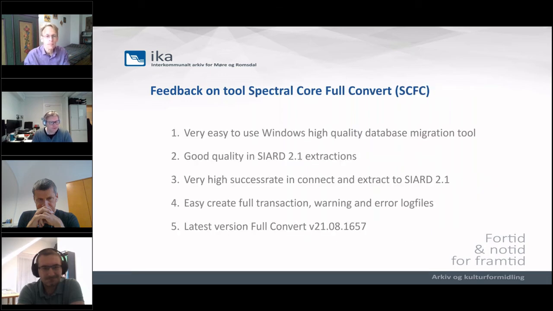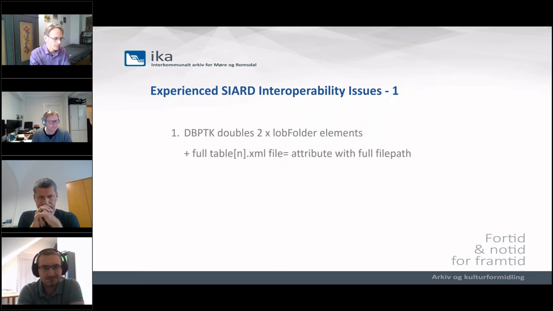Spectral Core is a very easy to use, high quality Windows migration tool. Very good in extraction and a very high success rate in connect and extract. And for the end user, this is very important. We just use it, it works, and we have the extraction ready to deliver to us as archives. We have 3 tools, and it's the same for us as an archive which tool is used. If you just use a tool and it works, that is the main issue for us. So the end users are free to use whatever of those tools they want, and they succeed.